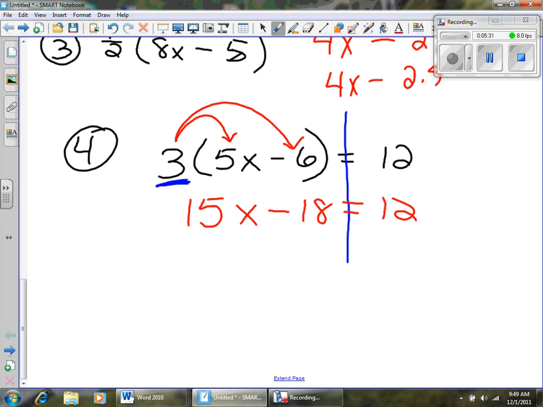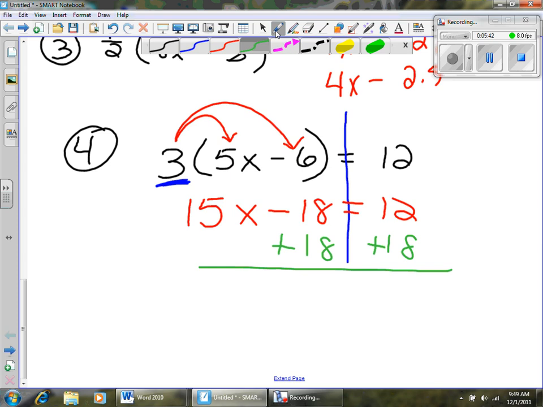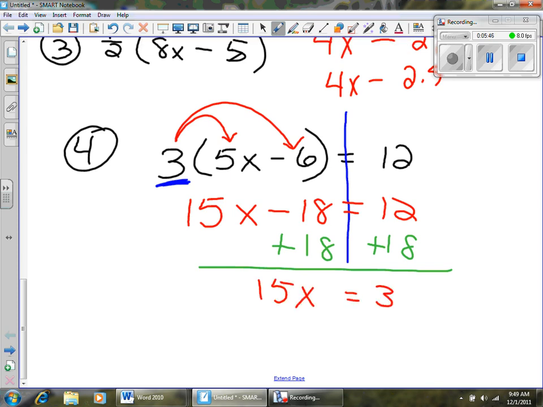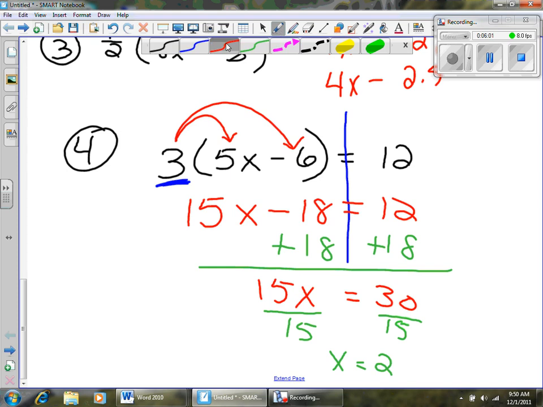Hey, look what I have, a 2-step equation. Well, I'll listen to Saddam. I'll undo the subtraction first, leaving me with 15x equal to 30. Now I have to undo the multiplication, so I'll divide by 15 on each side. 30 divided by 15, x is going to equal 2. If I plug that 2 into the original equation, I can check my answer.